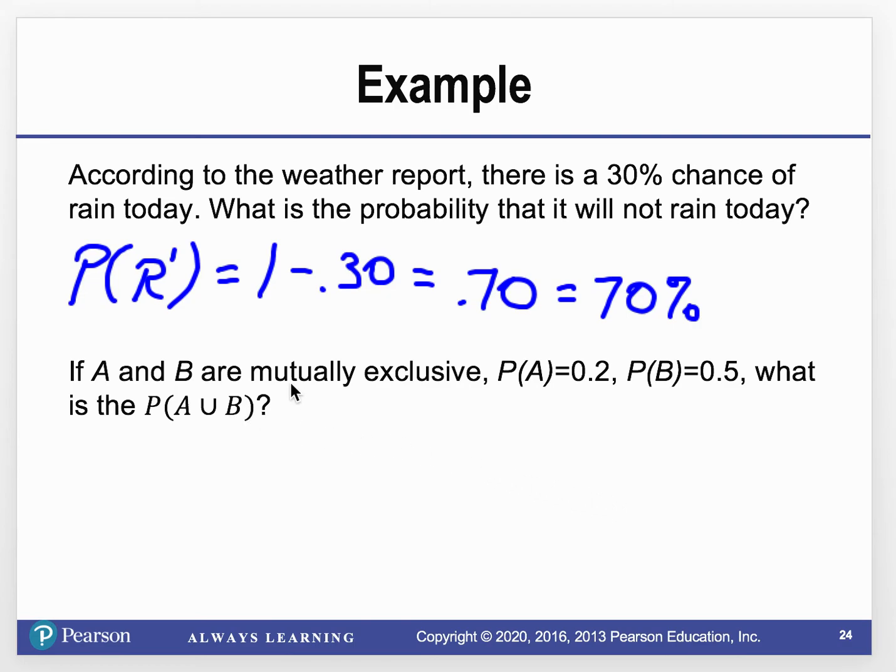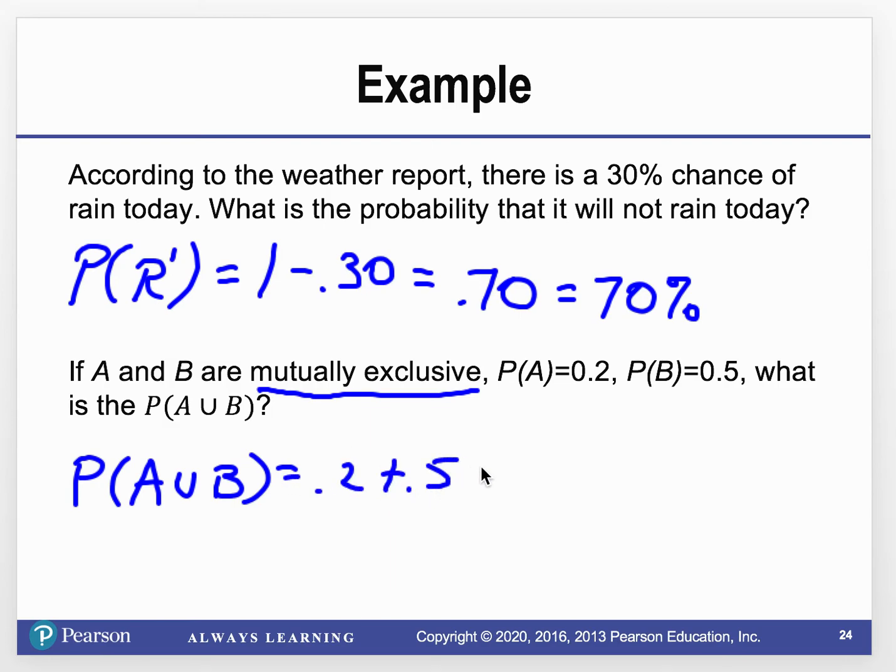If A and B are mutually exclusive, all right, so that tells me they cannot happen at the same time. There's no overlap. And the probability of A is 0.2 and the probability of B is 0.5. What is the probability of A or B? Well, I've got a formula. Anytime it asks me about the probability of A or B, I just add them together. And it says they're mutually exclusive, so once again, that's 0. Same as the chance it's not going to rain today.